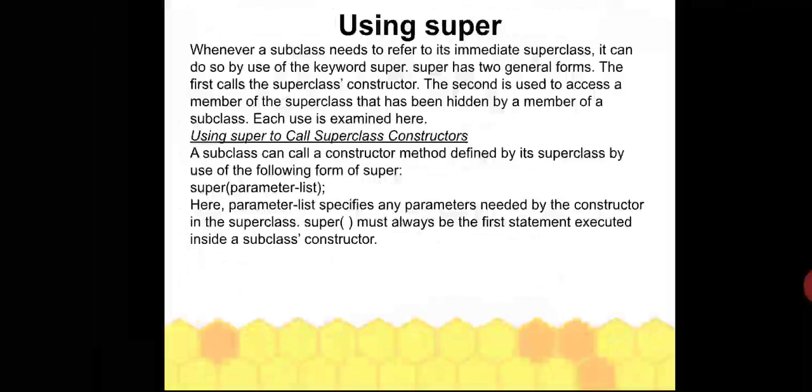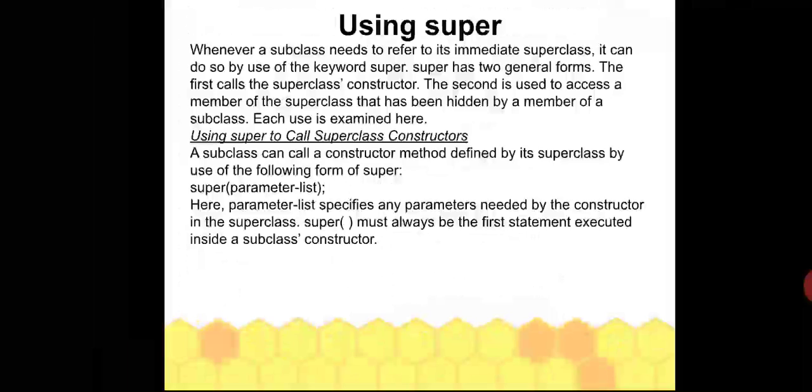Using super to call the superclass constructor. Now how can we do that? A subclass can call a constructor method defined by its superclass by the use of the following form: super of parameter list. Whenever you use super of parameter list, you are going to call the constructor of the immediate superclass.